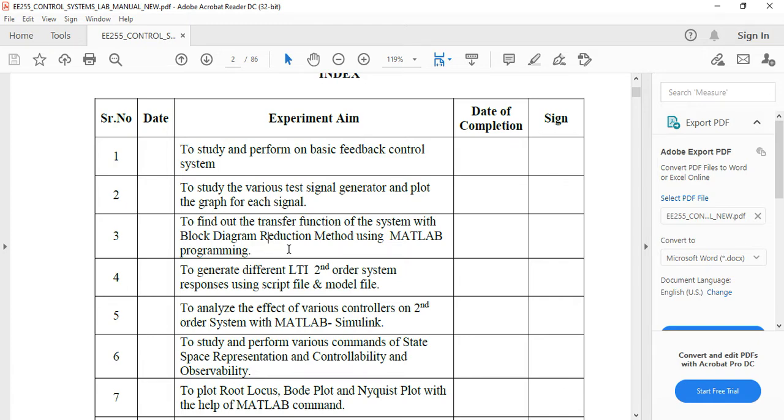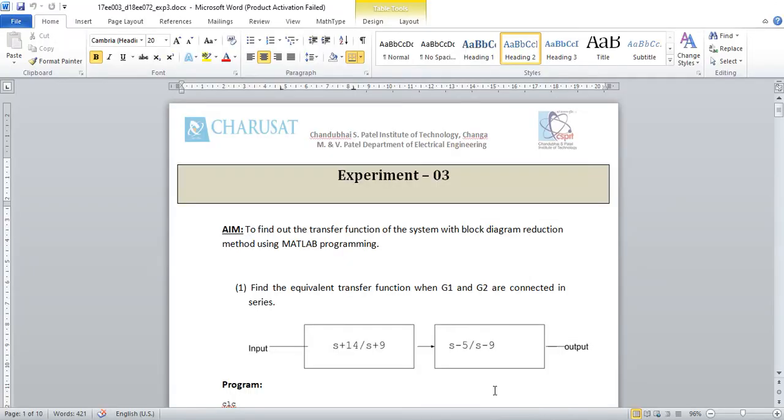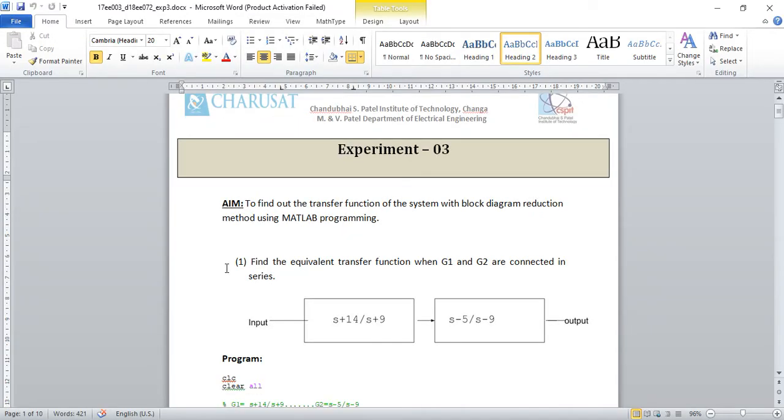Okay, so there are two or three sub parts in which we are going to learn how we can make the series connection, parallel connection, series and parallel connections combined, negative feedback control system and positive feedback control system. Okay, so I will be taking first the part in which two blocks are connected in series.